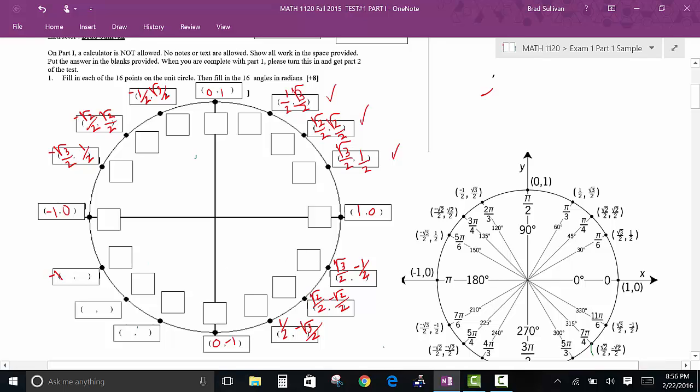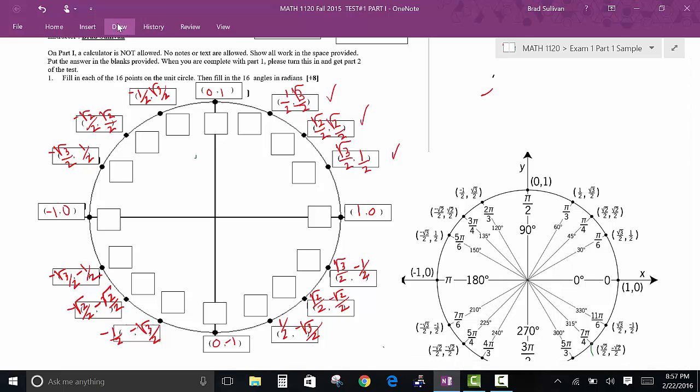Now, if you reflect these points over the y-axis, it's the x's that are going to change now. So you'd have negative square root of 3 over 2, same y value. Reflect this one. That'll be negative square root of 2 over 2, same y value. Okay, then this one reflects over here, negative 1/2, same y value like that. So you can get those points like that. So you want to be able to come up with those points just in a couple of minutes like that.